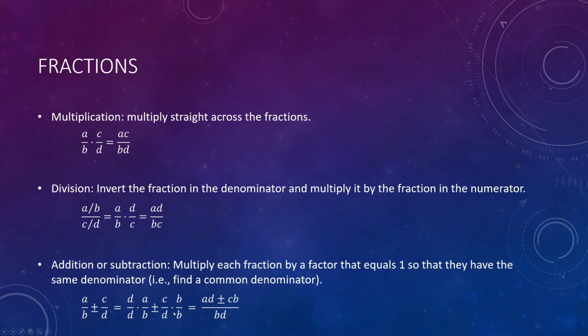Notice they're both divided by BD, so we have now found a common denominator. So we can have it as a single denominator across everything. So we have just BD on the bottom, and then AD plus CB on the top. That is, in very quick terms, how you find your common denominator to simplify the addition or subtraction of fractions.